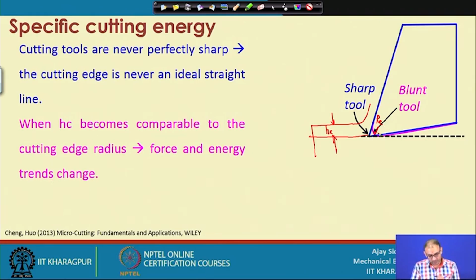So, you are not talking about the sharpness of the cutting tool when you cut in the macro scale or conventional machining, but this sharpness again plays an important role when we do the same cutting at the micro scale.